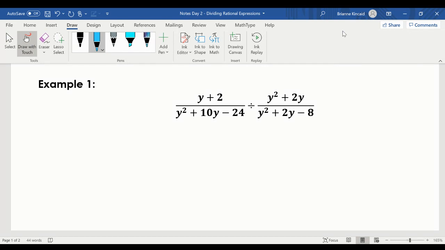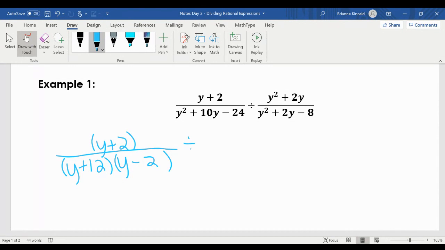So in my numerator, I have y plus 2, and I'm going to leave it alone. The denominator of the first fraction, y squared plus 10y minus 24. Once again, it's a trinomial. It's going to factor as two binomials. The first term is y squared, so it's y and y. The two numbers that are going to multiply to negative 24 and add to positive 10: positive 12, and negative 2.